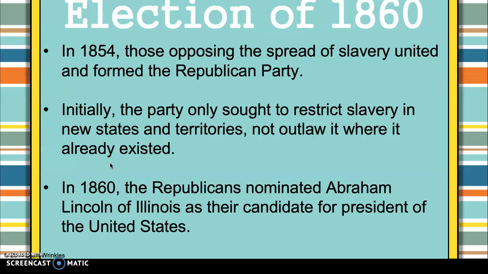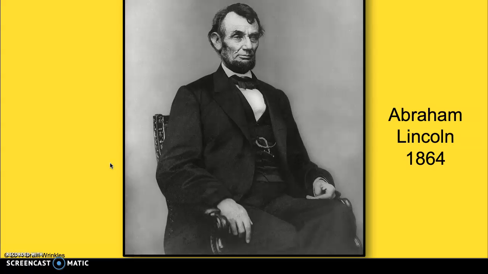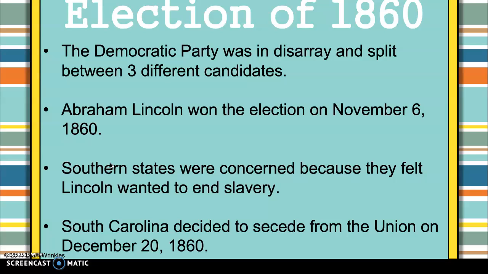For the election of 1860, this is another issue that caused the Civil War. It talked about this a little bit with President Lincoln in the Kansas-Nebraska Act. The Republican Party forms in 1854. Initially, this party seeks to restrict slavery in the new states and territories, not outlaw it where it already existed. But in 1860, the Republicans nominate Abraham Lincoln as their candidate for president. The Democratic Party splits between 3 different candidates. Abraham Lincoln wins on November 6, 1860.